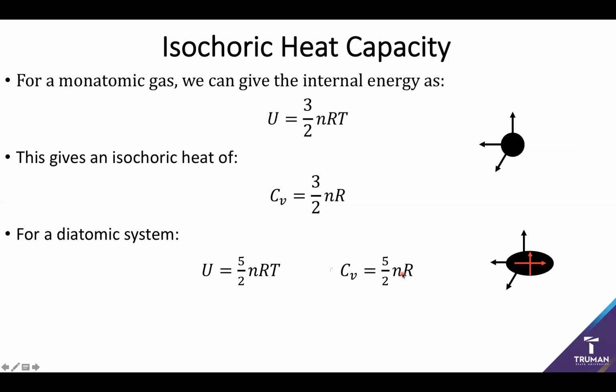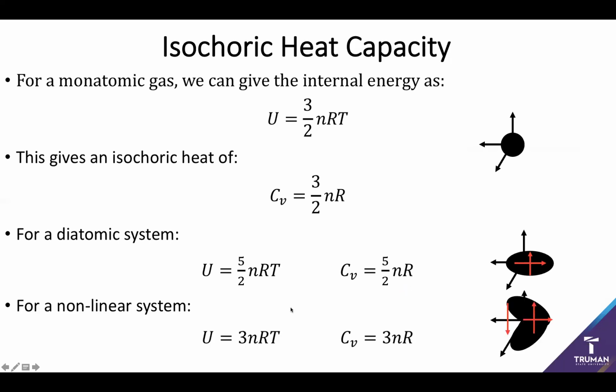And indeed, sometimes I even get bored of working with nitrogen and oxygen. I have no idea why. They're fascinating gases. And I might want to even get to a nonlinear system, so something like water. In this case, we can generally predict our internal energy as 3 nRT because we have 6 degrees of freedom, each giving us a half kT of energy.